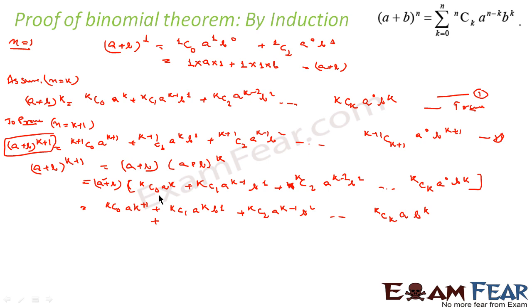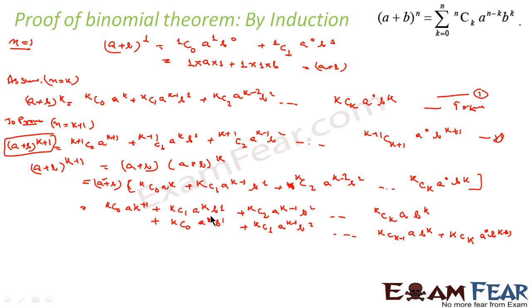So b into kC0 a^k, this will become kC0 a^k b^1, because b1 into b, and this becomes kC0... this is c1 into a^(k-1) b^2. We'll add this, this becomes kC2... this becomes kC(k-1) a b^k, and this becomes kCk a^0 b^(k+1). So this is what we have got.